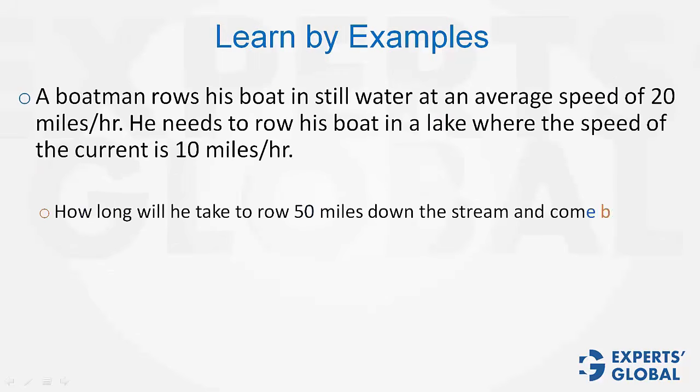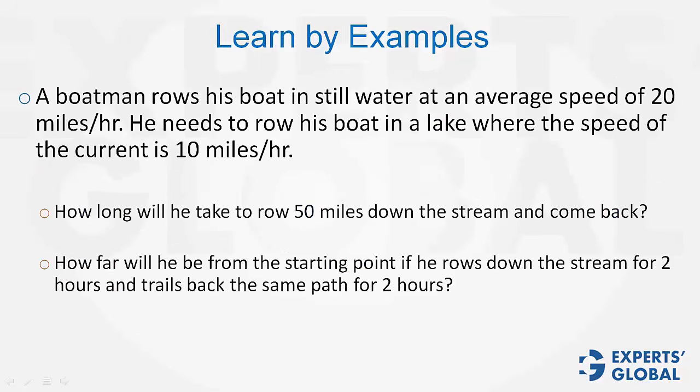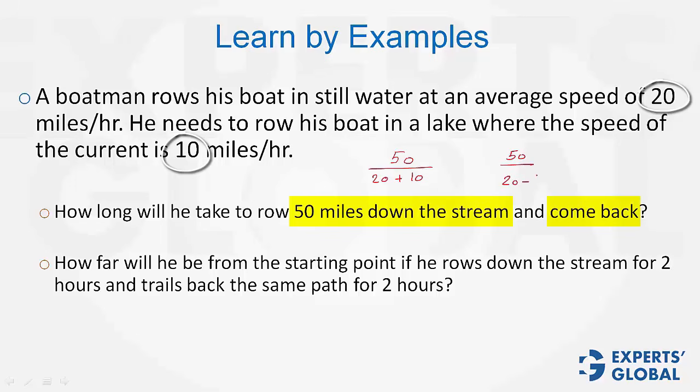Next example. Please pause the video, solve it yourself. There are two parts to this question. First part, 50 miles down the stream. When the boat is going down the stream, the current would help the boat in moving faster. Therefore, down the stream, the time taken would be 50 divided by the sum of the two speeds. So 50 divided by 20 plus 10. And for coming back, the time taken would be 50 divided by 20 minus 10, because now the current would resist the boat in moving, and the speed would effectively be the difference of the two speeds.